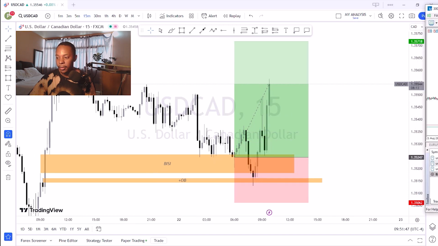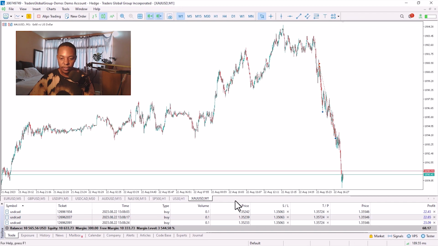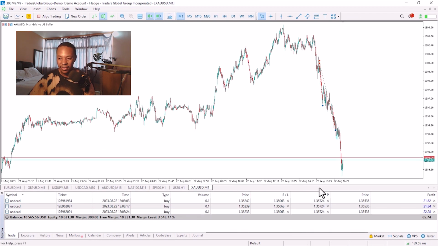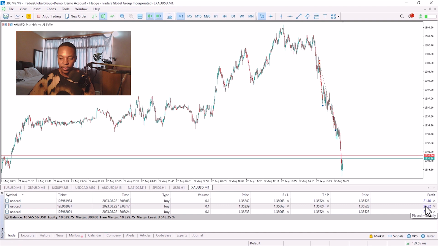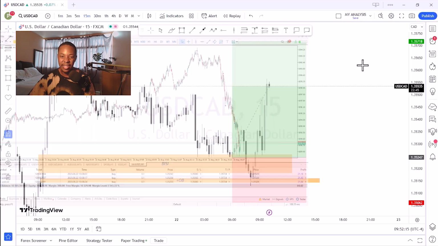Let me show you on my, as you can see, we have 3 trades running on that. We are sitting on 64, still floating. And also I did take some other trades.